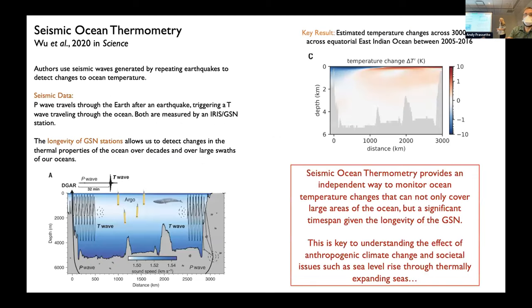Let's see. So this was one that we sent to Maggie a year or so ago, where Wenbo Wu showed that T phases traveling through the ocean, using their travel times, can be used to track how ocean temperatures have changed over time. And in this case, a lot of the paper relied on the GSN II station at Diego Garcia, both because of its long-term high-quality records, but also because of its rather remote location in the middle of the Indian Ocean.